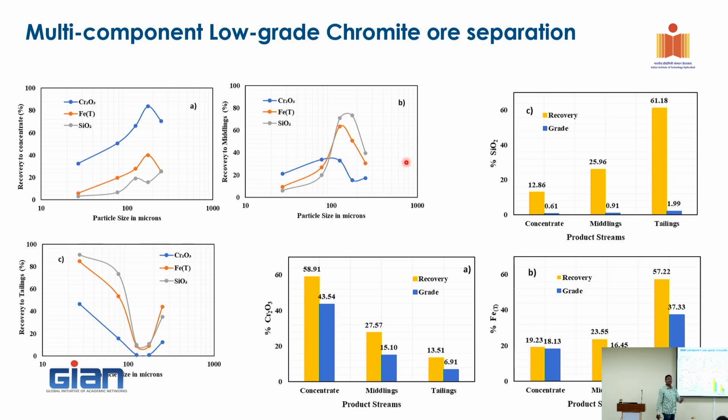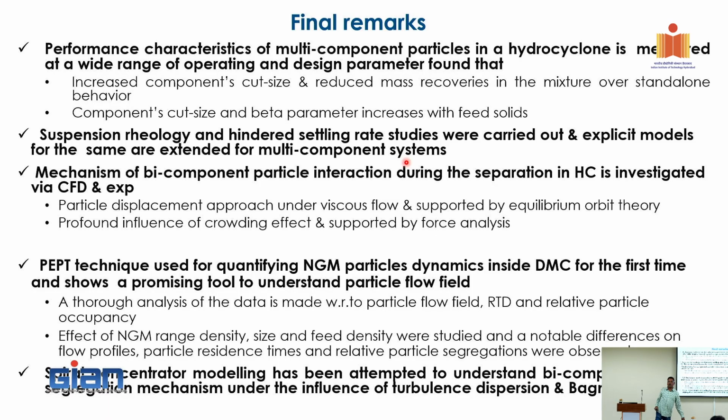Now we utilized CFD for more than 56 design explorations. We simulated this through 2 PhD scholars. Finally, we got it. But that's the component behavior. So with that, what I want to conclude is the performance characteristics of multi-component particles in the hydrocyclone that we measured. We realized that the heavy component affects the lighter one significantly, and component cut size and beta performance, the fish hook phenomenon, also happens. I didn't go into much detail, but you can find it in my published papers.